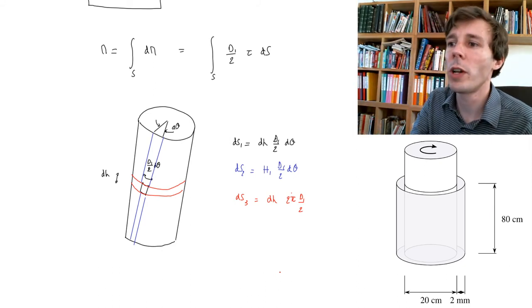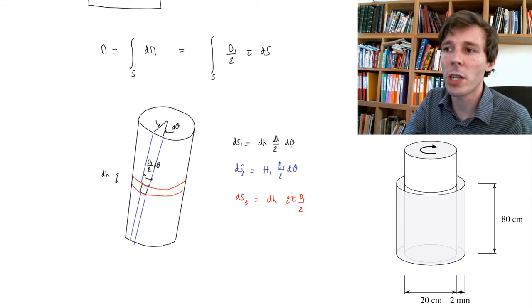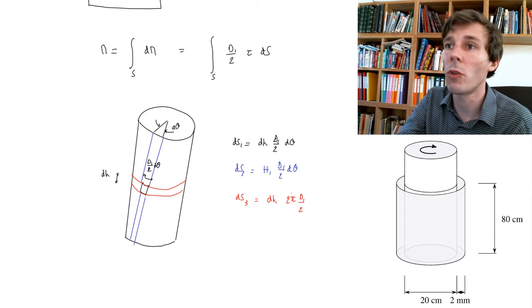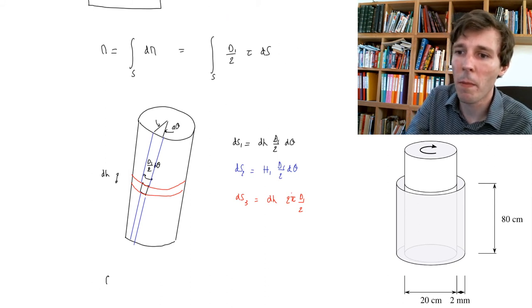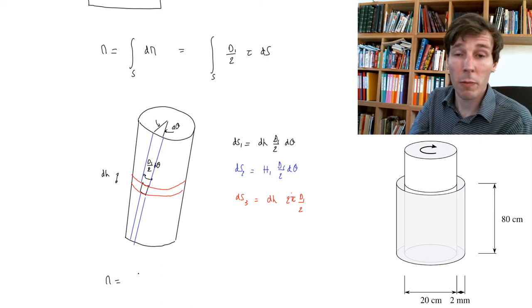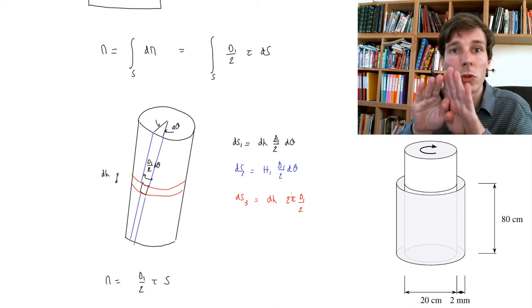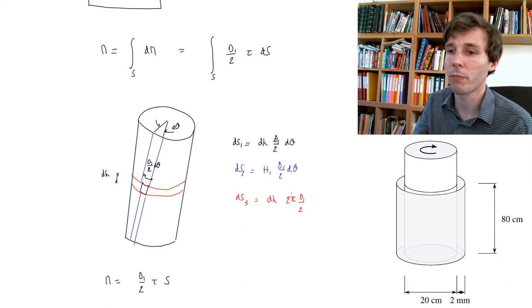And so we could just stop worrying about which infinitesimally small surface to take and just go back to our equation here and say that M is, because shear does not depend on area, just D1 over 2 times tau times S, the surface area of the inner cylinder. And this is not very difficult to calculate.